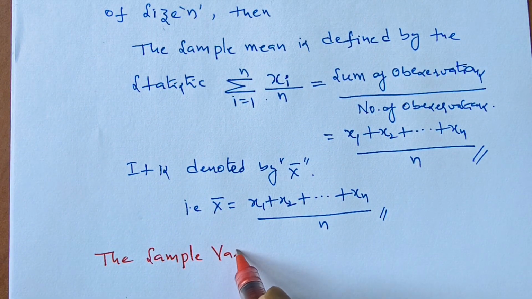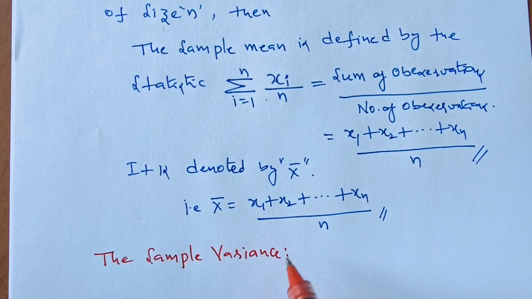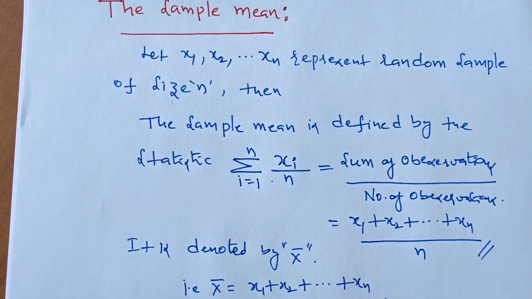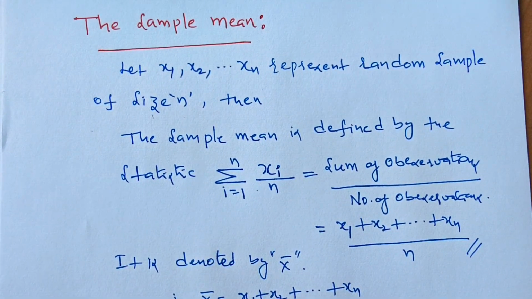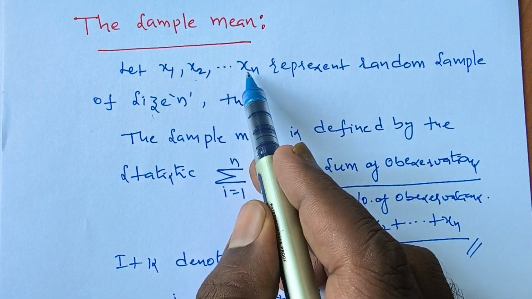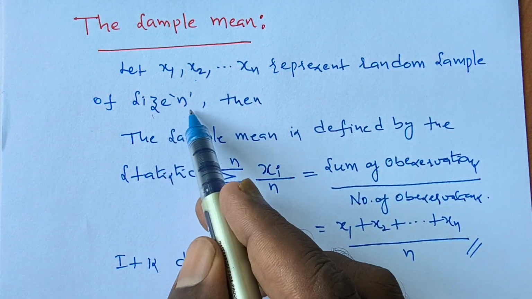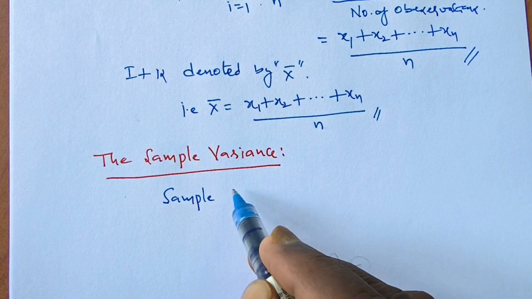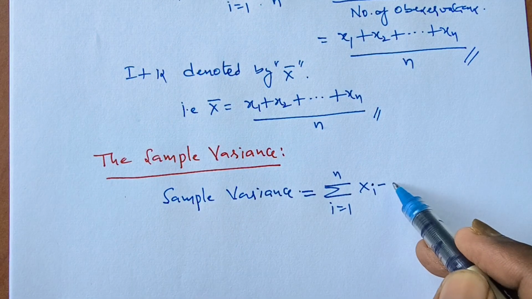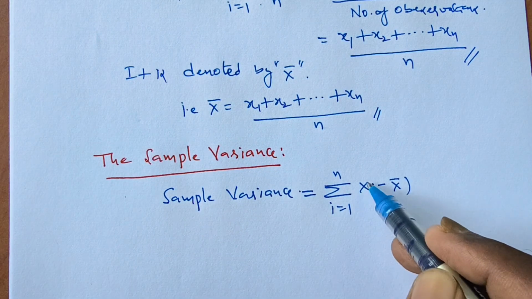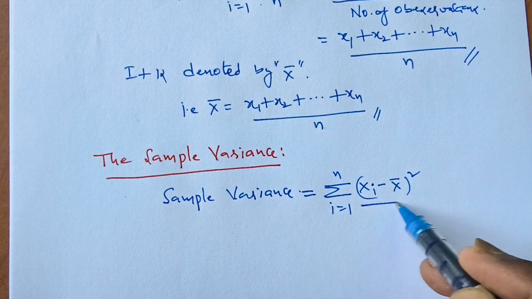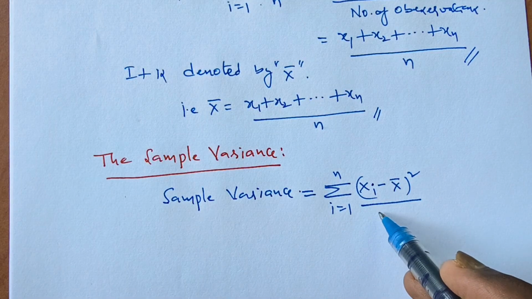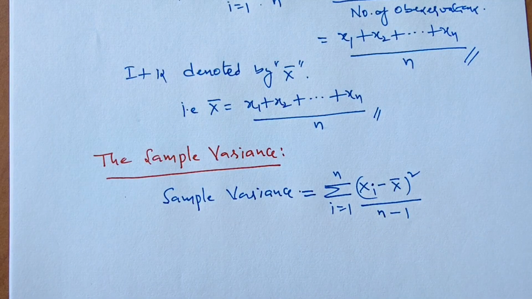Coming to the second definition, the sample variance. What is sample variance? Like here, x1, x2 and so on xn are the random sample of size n, then the sample variance is summation i equals 1 to n of (xi minus x bar) whole square, divided by small n minus 1. So this is the formula for sample variance.